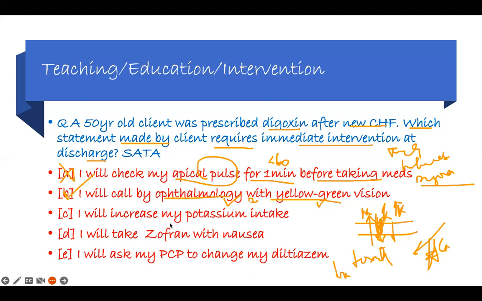Call your doctor. I will increase my potassium intake. Like I said, they shouldn't. So you have to intervene. I will take Zofran for nausea. This is key.